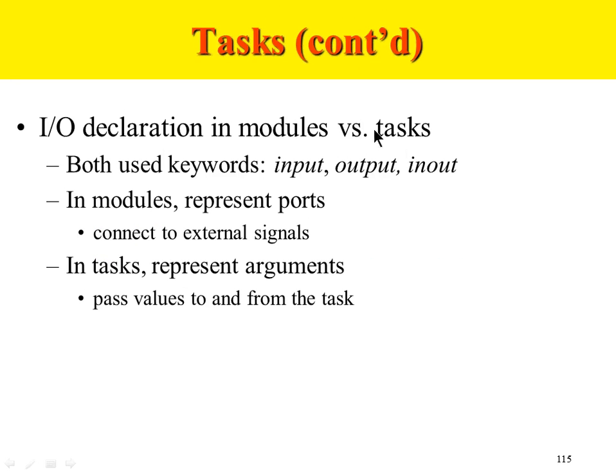So, IO declaration in module versus task. A module also has input and output, and a task also has input and output. In both cases, the keywords used are input, output, and inout. Inout is bidirectional ports. In modules, these represent ports connecting to external signals. Means when you use it at a module level, those are input-output ports connecting to other modules. So at a top level you can instantiate both module 1 and module 2, and they will be interconnected with each other using the input-output.